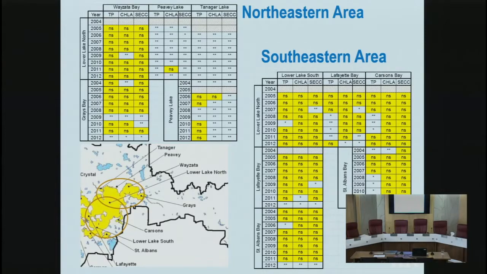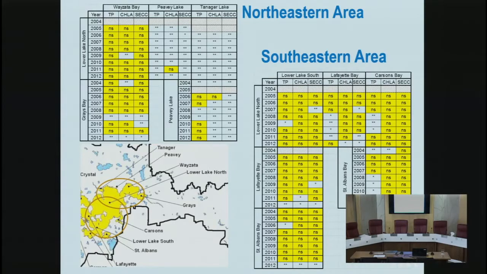Northeastern area, the Wayzata Bay, Lower Lake North, and also a couple little funny lakes just before Lake Minnetonka, Tanager Lake, Peavy Lake. Results show those things are kind of an animal to themselves. They're pretty unique. But Wayzata Bay, Lower Lake North, and then Grays Bay, it's kind of represented here. There's not much difference between all of those.